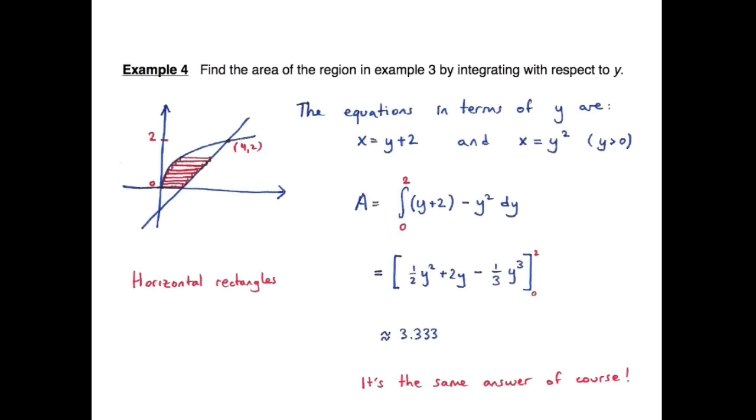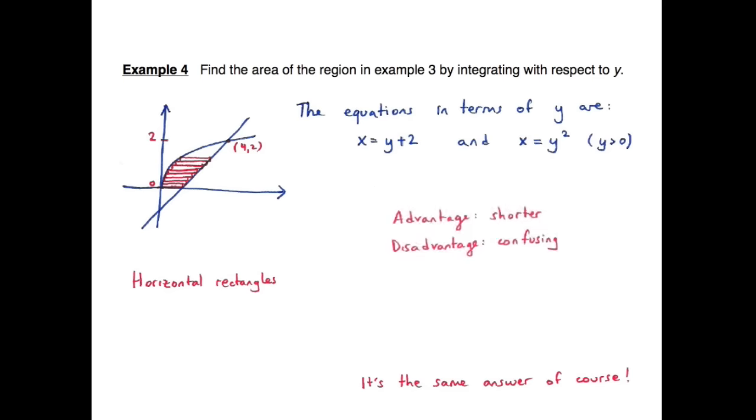So what are the pros and cons of this method of integrating with respect to y? Well, the benefit is that it's shorter. We only had to integrate one area. We didn't have to break this region into two parts. We could just integrate at once. The disadvantage, of course, is that it's a little confusing. It's new, and we're not used to integrating in terms of y.